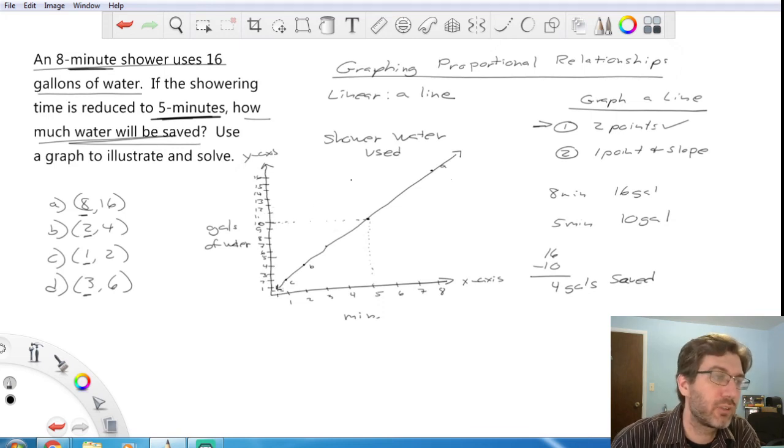Like, hey, what if I took a 6-minute shower? How much do I use? Just come up, oh, 6 looks like 12. And it does give you more information about it.